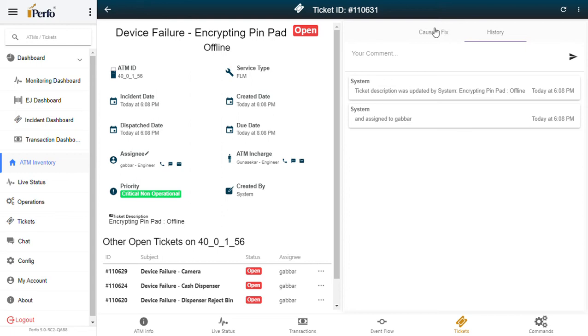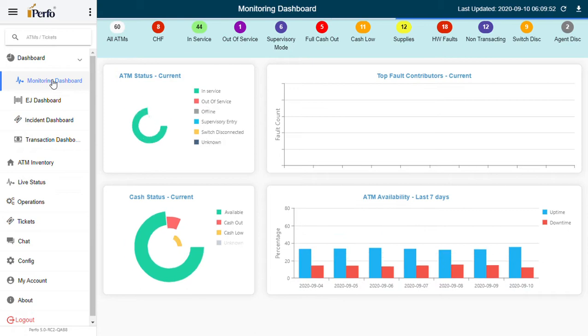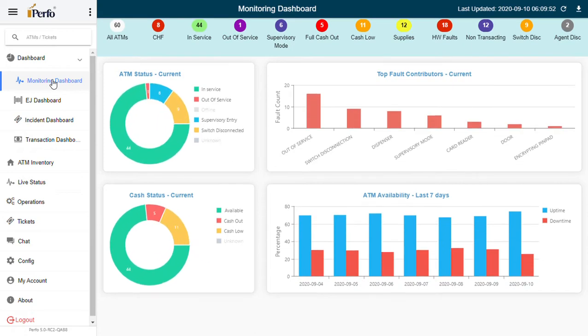Okay, so the cause or the fix, the root cause, when it is found by the engineer, he can enter it here, and action taken can also be entered here. However, the system finds its own root cause. Through SenXFS monitoring, the Perfo ATM monitoring system will be able to detect the exact hardware.